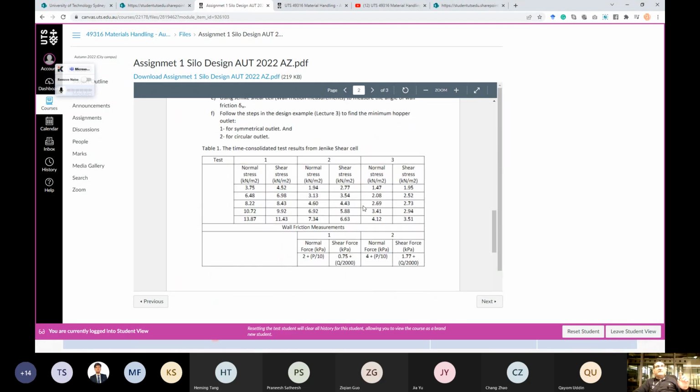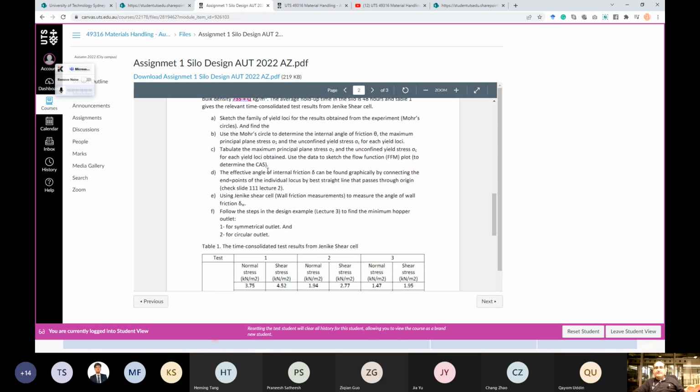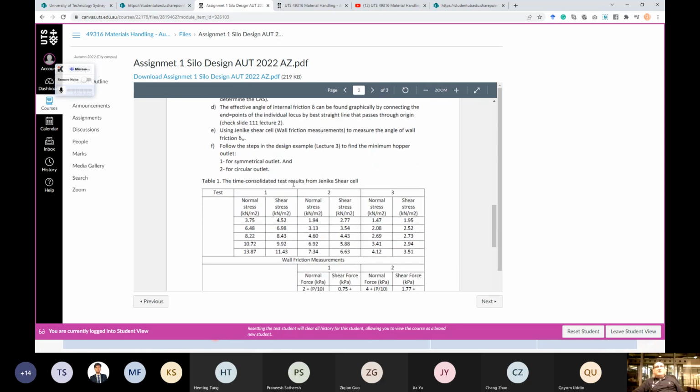Now, we have 1, 2, 3 sets. So we're going to end up with a sigma 1 and a sigma c for each one. In total, we're going to have 3 sigma 1 and 3 sigma c. How can we do that? By sketching multiple Mohr stress circles. This will be the first Mohr circle, second Mohr circle, and third Mohr circle.